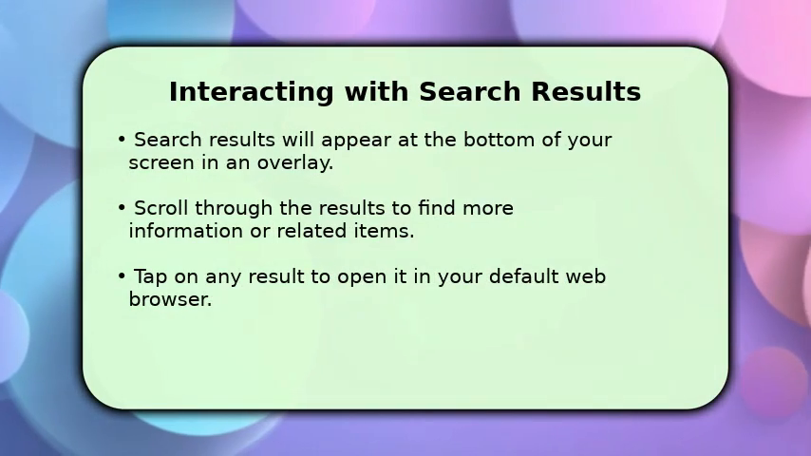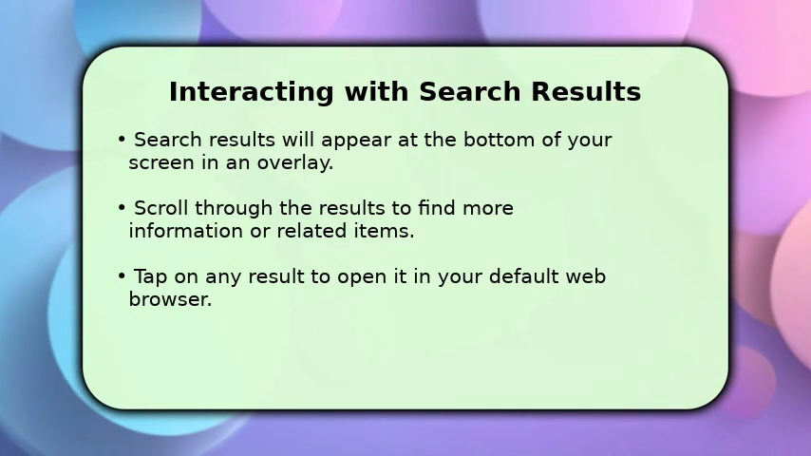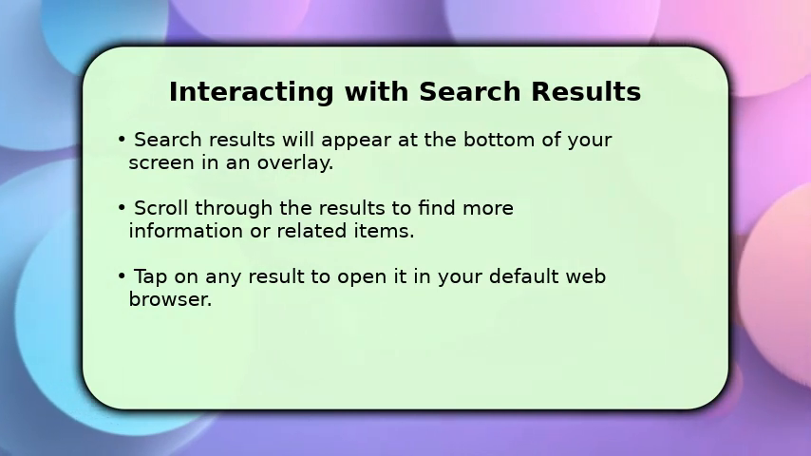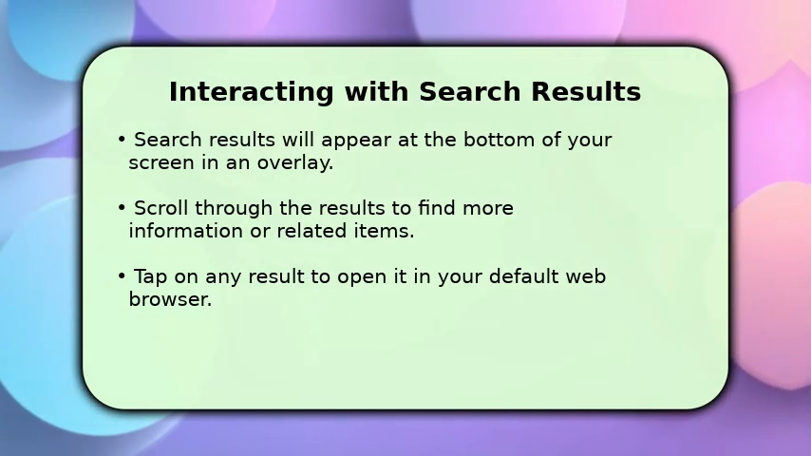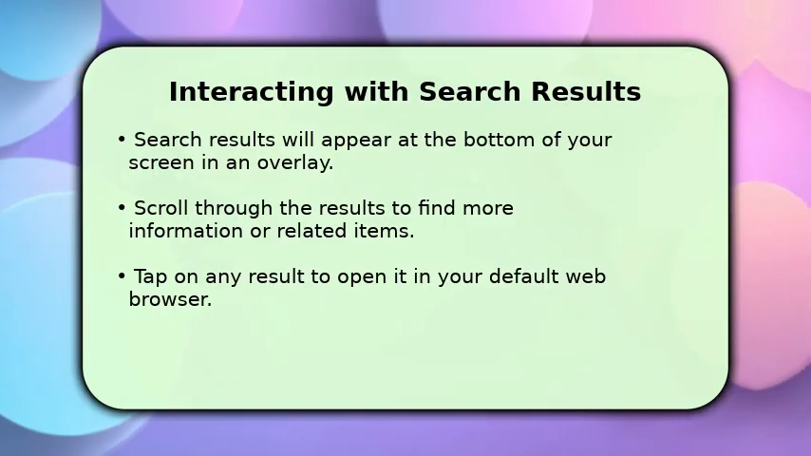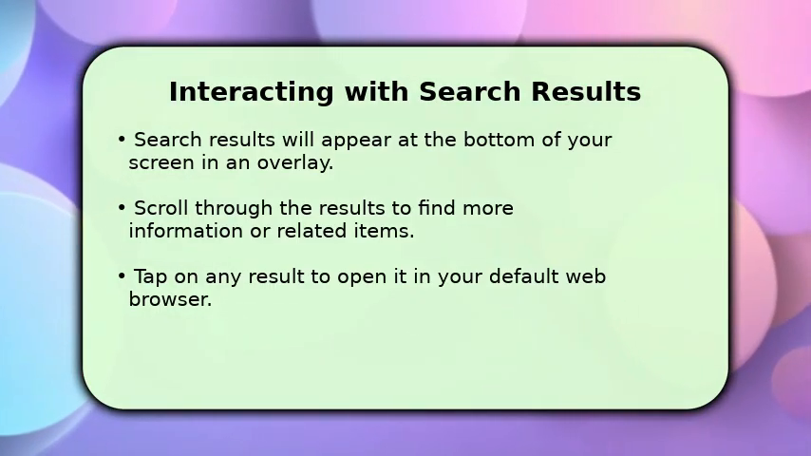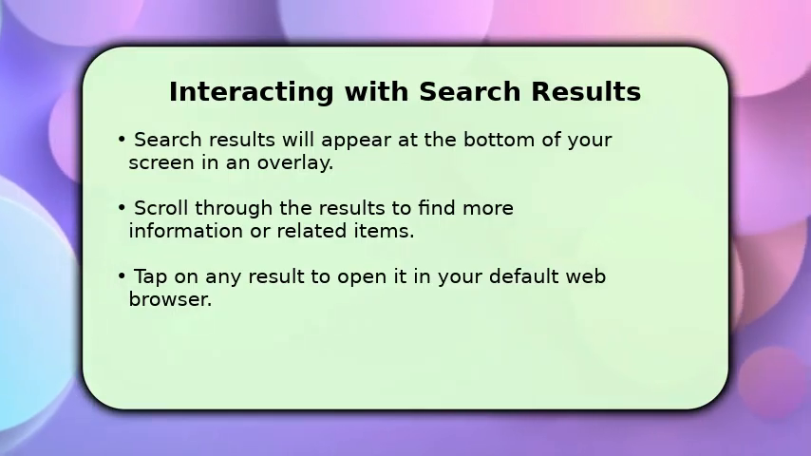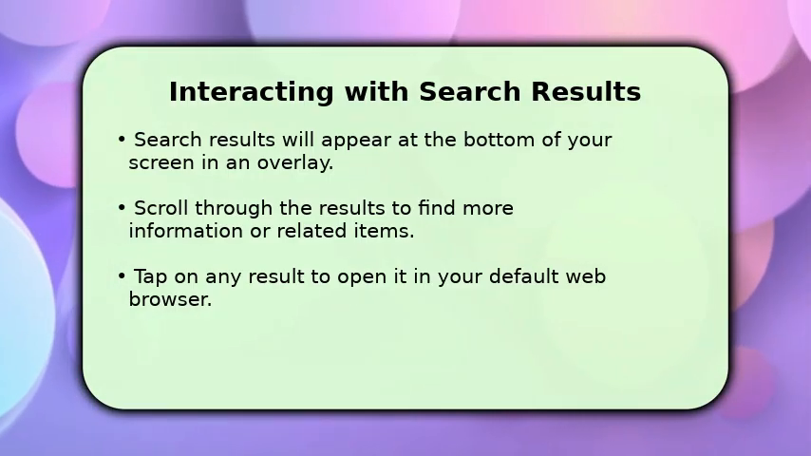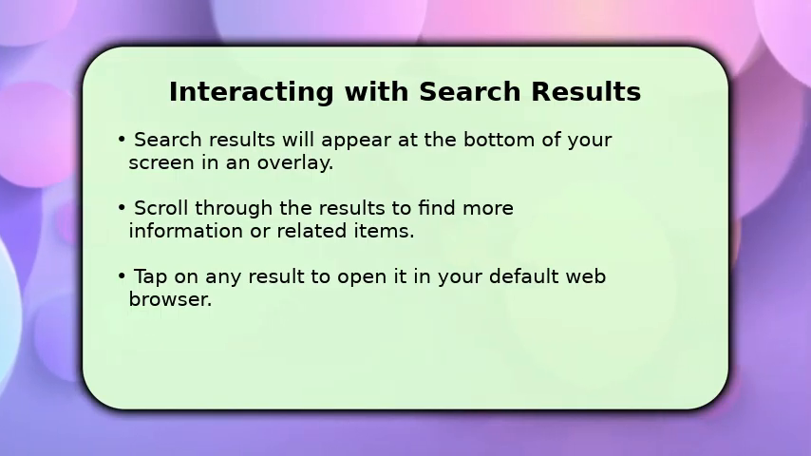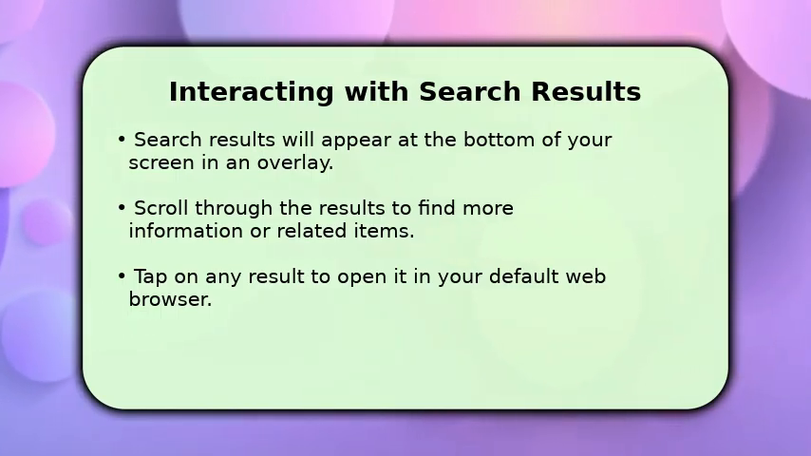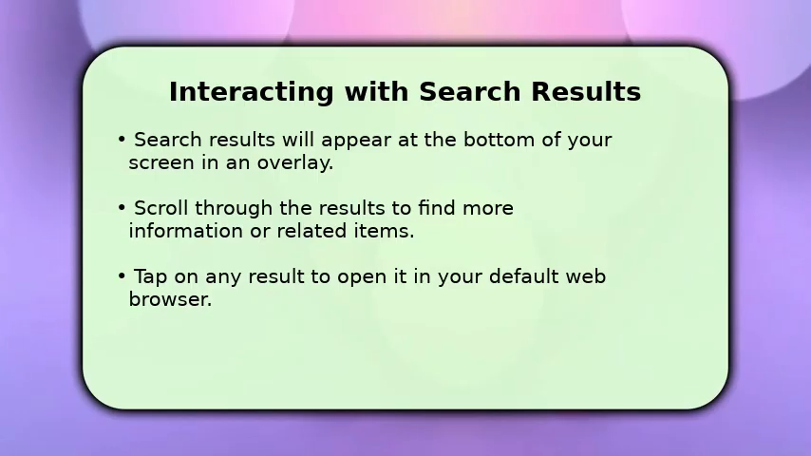Once your search is complete, the results will conveniently appear at the bottom of your screen within an overlay. You can easily scroll through these results to explore more information, discover related items, or find different perspectives on your circled content. If something catches your eye, simply tap on it, and it will open directly in your default web browser. This seamless integration allows you to quickly dive deeper into any topic without leaving your current application.